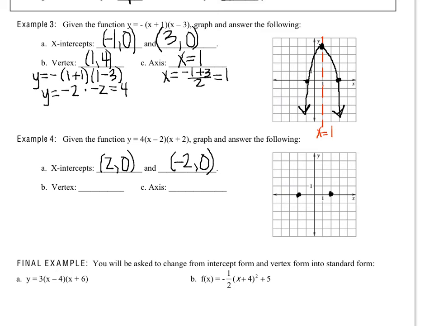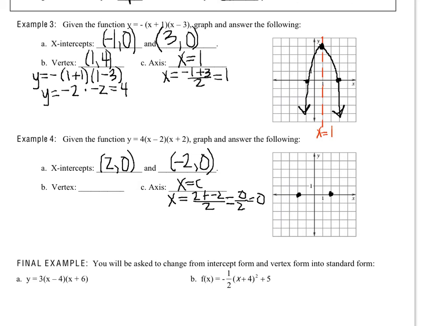Now our vertex is right in the middle of them, so to find our vertex, we'll start with our axis of symmetry. We add our two x-intercepts together, 2 plus negative 2, and divide by 2. So 2 plus negative 2 is 0, divided by 2 is 0.